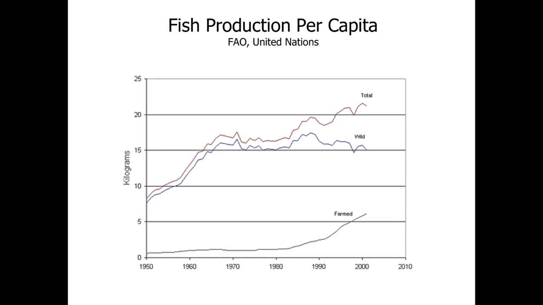What's driving these numbers? This is again FAO data, looking at the total kilograms of fish per capita, showing that these are increasing over time as a total number. But if you look at the breakdown between wild and farmed, you can see that we've actually been declining in wild catches as a result of fisheries declines. So what does fisheries science tell us about this?